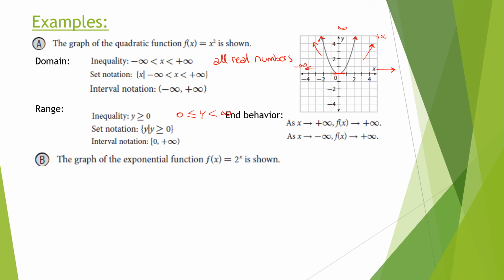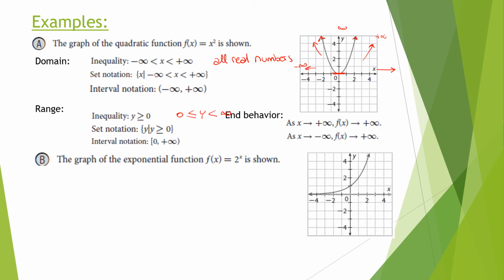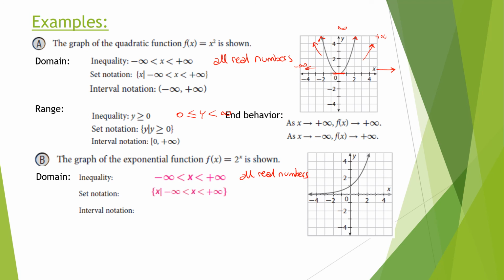Another example. I have this graph here. The domain will be all x, because I still have values here and I still have values here, so the domain will be from negative infinity to positive infinity, or I can also say all real numbers. Then the set notation, it's the same thing. I'll put it in braces, x such that, and write the inequality as it is. The interval will be from negative infinity to positive infinity, both open.